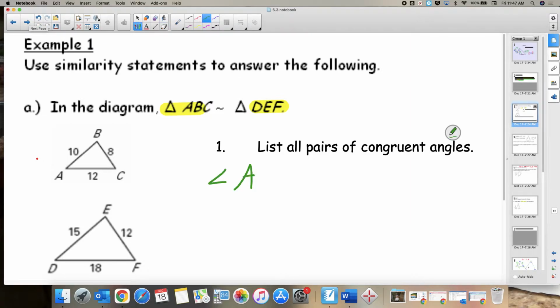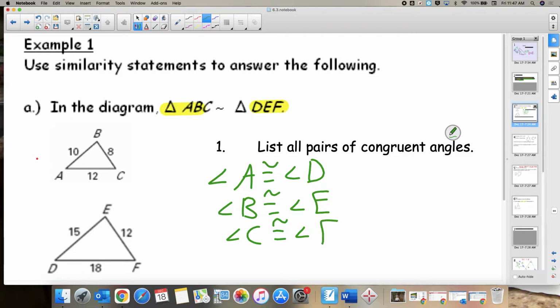Angle A will still be congruent to angle D because they're in the same spot. Angle B will be congruent to angle E because they're in the same spot. And angle C will be congruent to angle F because they are in the same spot in that similarity statement. Now, these next two parts, we're going to do together at the same time.